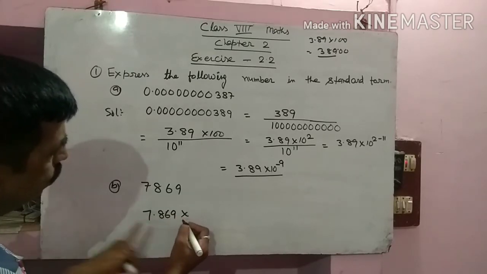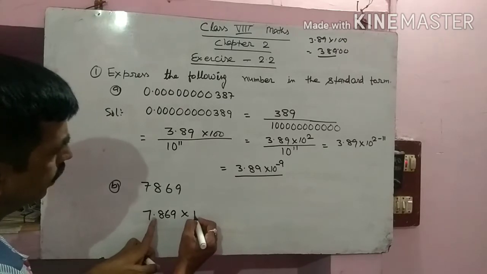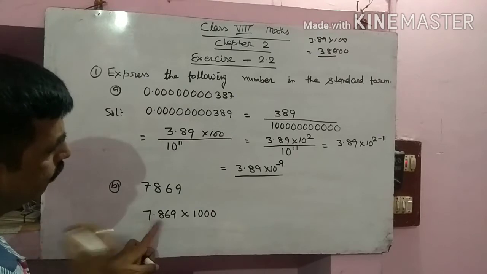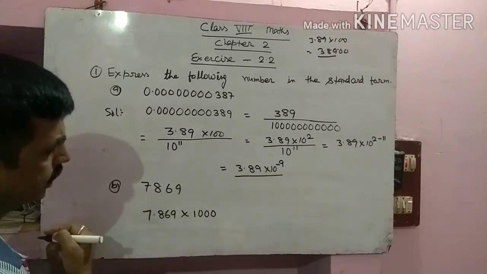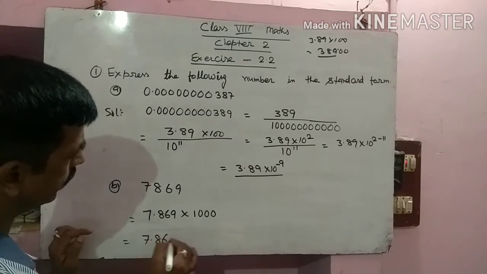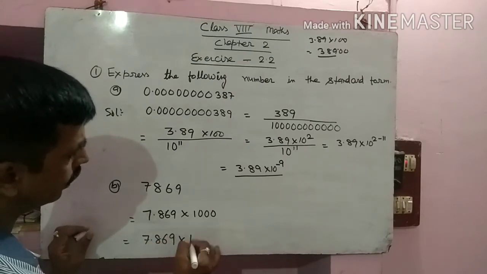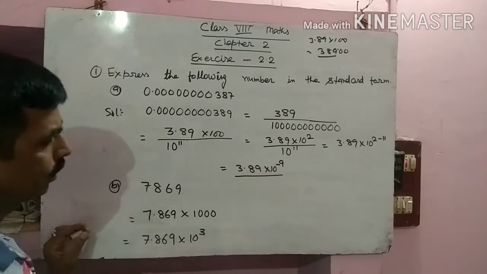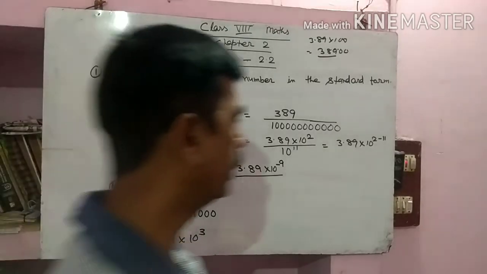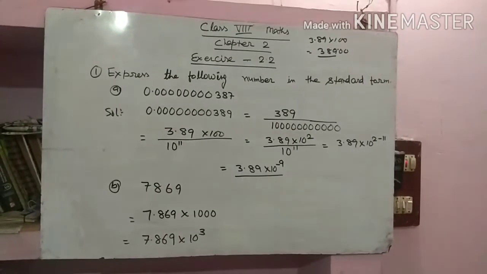7.869 into 10 to the power 3. After 3 digits, the decimal, 1, 2, 3. If you multiply these two numbers, you will get this number. So it will be like this: 7.869 into 10 to the power 3. Okay? 1000 means 10 into 10 into 10.